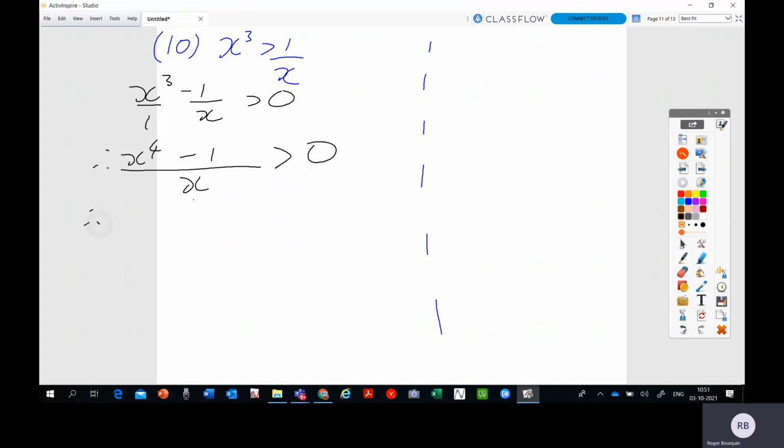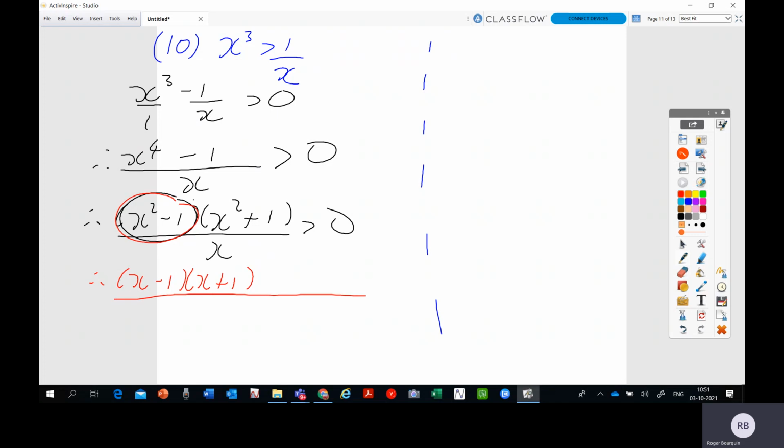That factorizes to x squared minus 1, x squared plus 1, all over x is greater than 0. Now x squared minus 1 can be factorized to x minus 1, x plus 1.